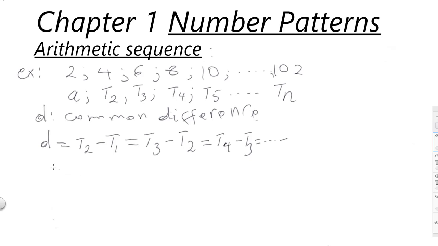So the two formulas you can use for an arithmetic sequence are this formula first, or this formula: Tn equal to the first term plus n minus 1 multiplied by the common difference. So these are the two major formulas that you need to know about arithmetic sequences. So now, let's go to an example.